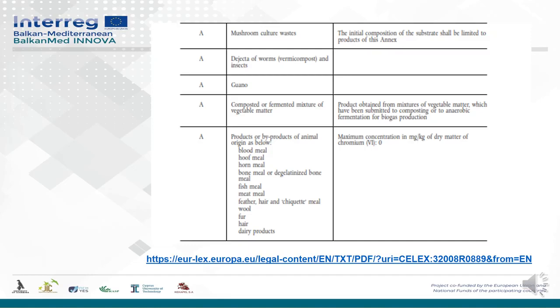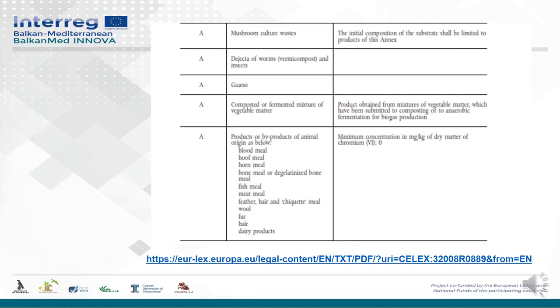Continue with fertilizers and conditioners allowed, including the positive list. Mushroom culture waste. The initial composition of the substrate shall be limited to products of this annex. Dejecta of worms or vermicompost and insects. Guano. Composted or fermented mixture of vegetable matter: product obtained from a mixture of vegetable matter which has been submitted to composting or to anaerobic fermentation for biogas production.